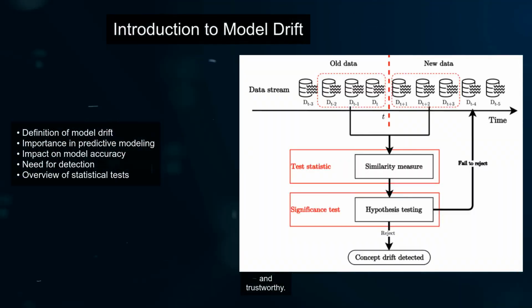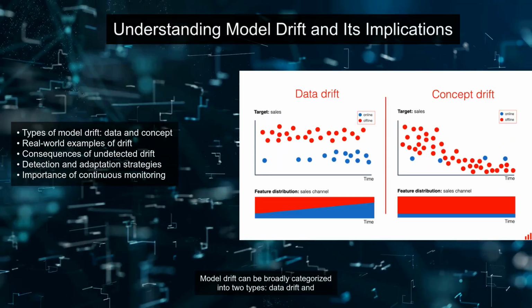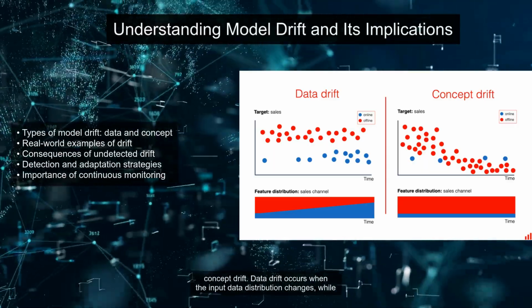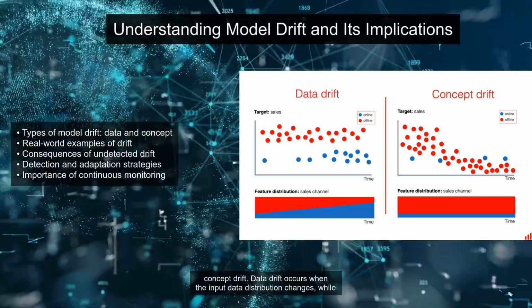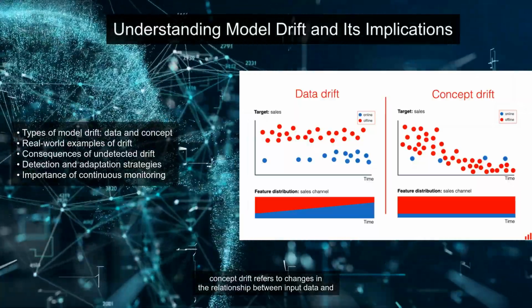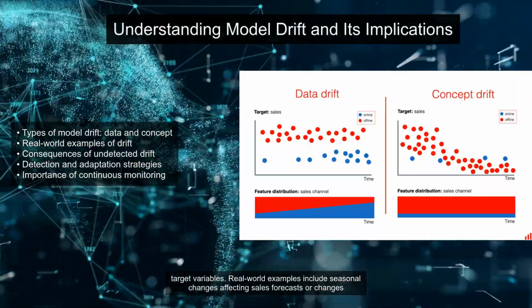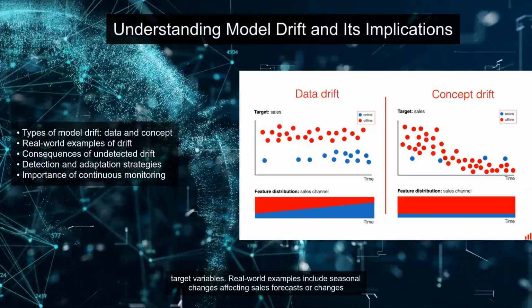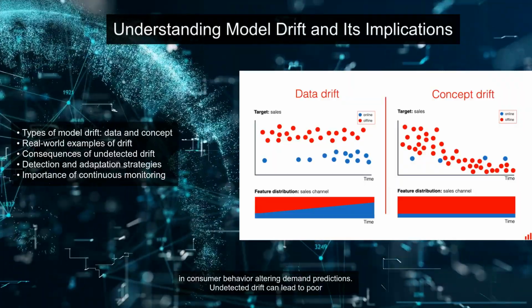Model drift can be broadly categorized into two types: data drift and concept drift. Data drift occurs when the input data distribution changes, while concept drift refers to changes in the relationship between input data and target variables. Real-world examples include seasonal changes affecting sales forecasts or changes in consumer behavior altering demand predictions.